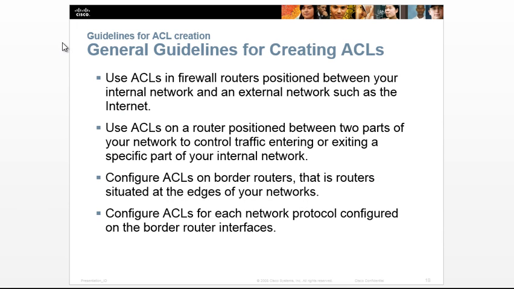So there are lots of guidelines for ACLs, and honestly, it will change from situation to situation. But these are some of the general rules they'll give you that can be used when you're setting up a network. Use ACLs in firewall routers positioned between your internal and external networks, such as the internet. So on your outside router is a good place to put an ACL. You can also use an ACL on a router positioned between two parts of your network to control traffic entering and exiting a specific part of your network.